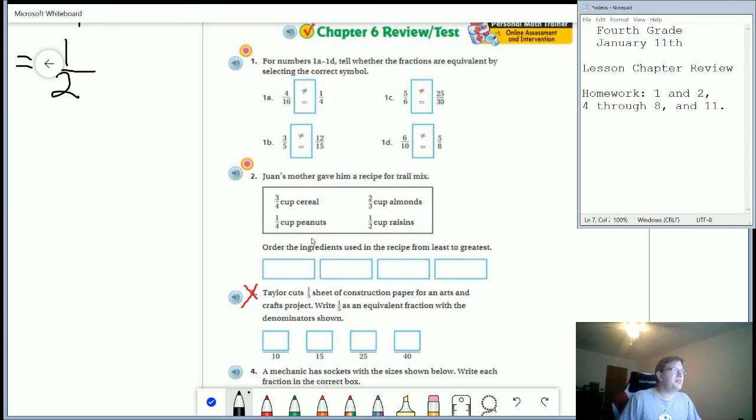So that's all we're doing for number 1. We can go from our smaller fraction, see if we can multiply by a number to get to what the larger fraction would be, to see if they're equivalent or not. For number 2, we need to put the order of the ingredients from least to greatest.